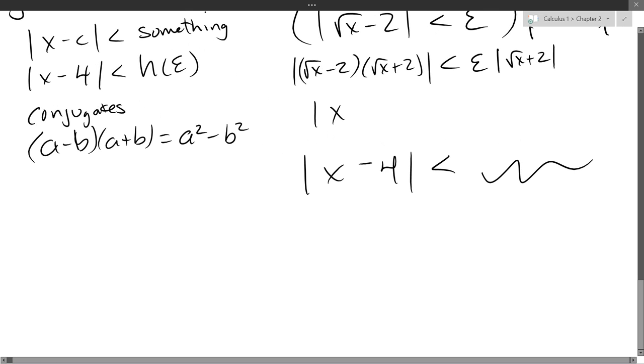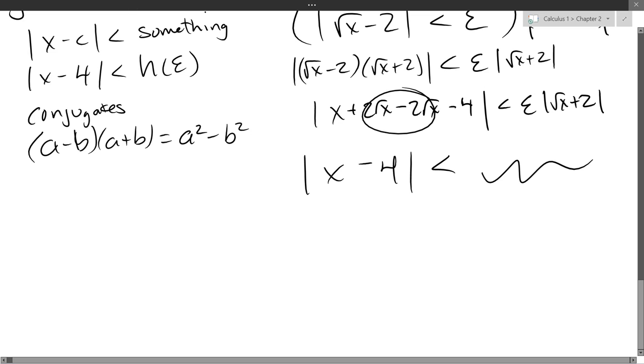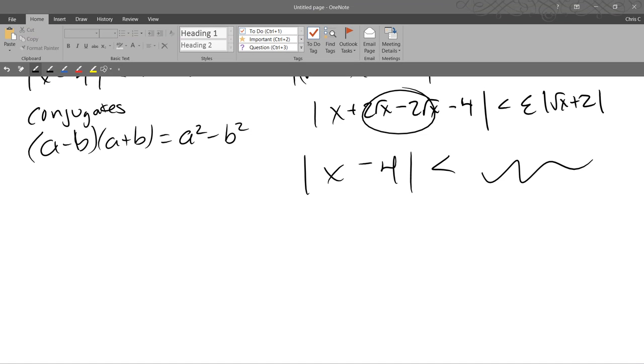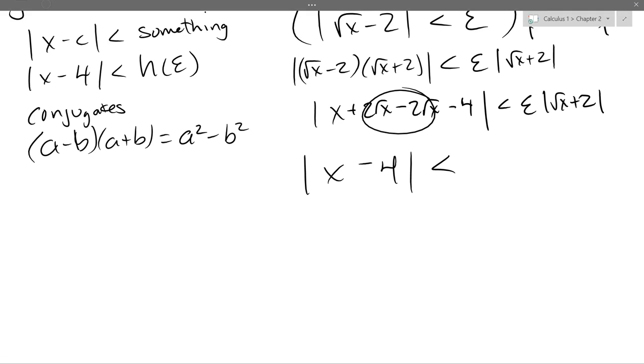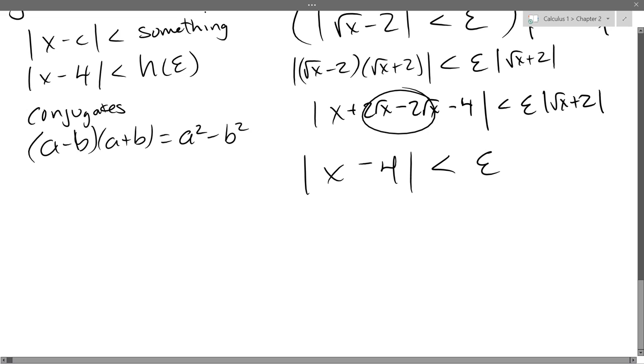So I'm going to FOIL this out. Square root x times square root x, regular x, plus 2 square root x, minus 2 square root x, minus 4. Those 2 square root x minus 2 square root x cancel out to 0. So we got x minus 4 is less than, and we can fill in the right side now, epsilon times square root x plus 2.